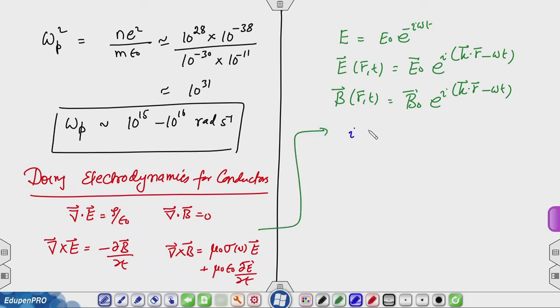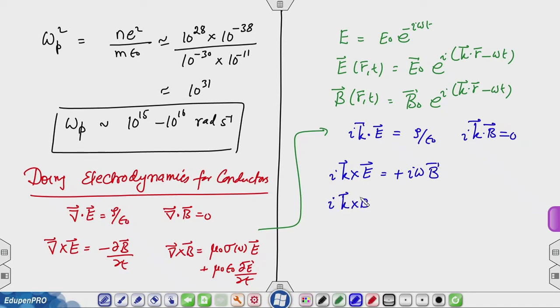and therefore, if I look at these equations now, they are i k dot E equals rho over epsilon 0, i k dot B equals 0. So, k dot B is 0. i k cross E is equal to minus, will become plus i omega B, and i k cross B is equal to mu 0 sigma omega E minus i omega mu 0 epsilon 0 E. These are my 4 equations. I will look for their solutions the standard way.